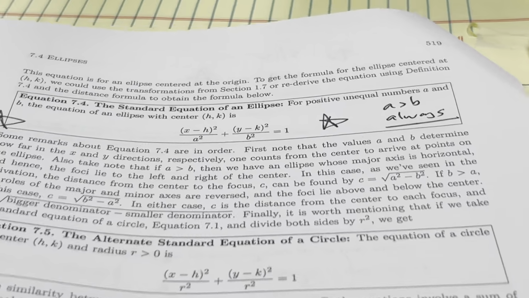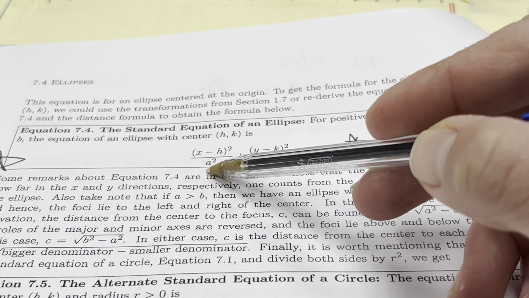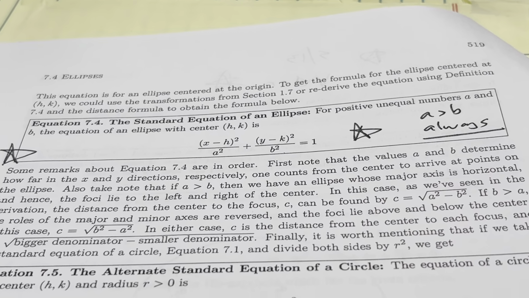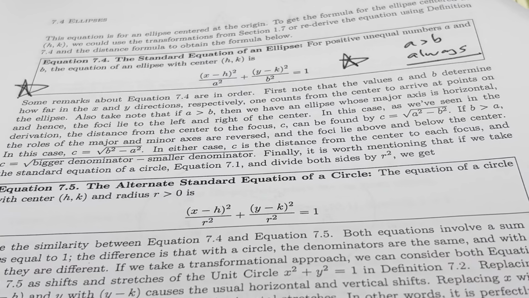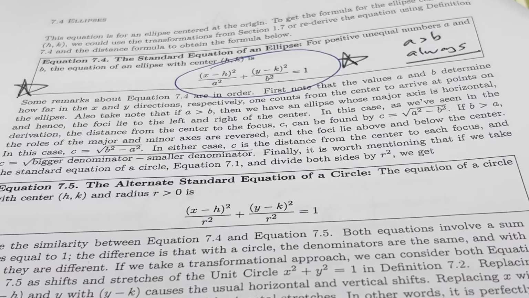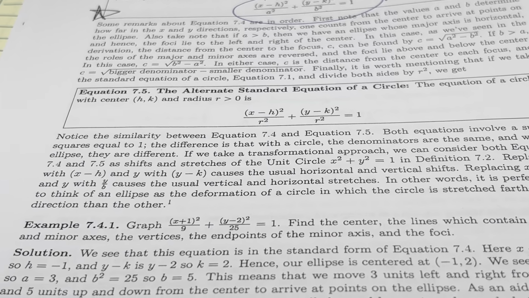So a squared is always bigger. A squared could be here, b squared could be there. A is always bigger than b, so that is also something we want to know. Here's an alternate form, but again, that is what we're going to work with. All right, so we will graph some of these.